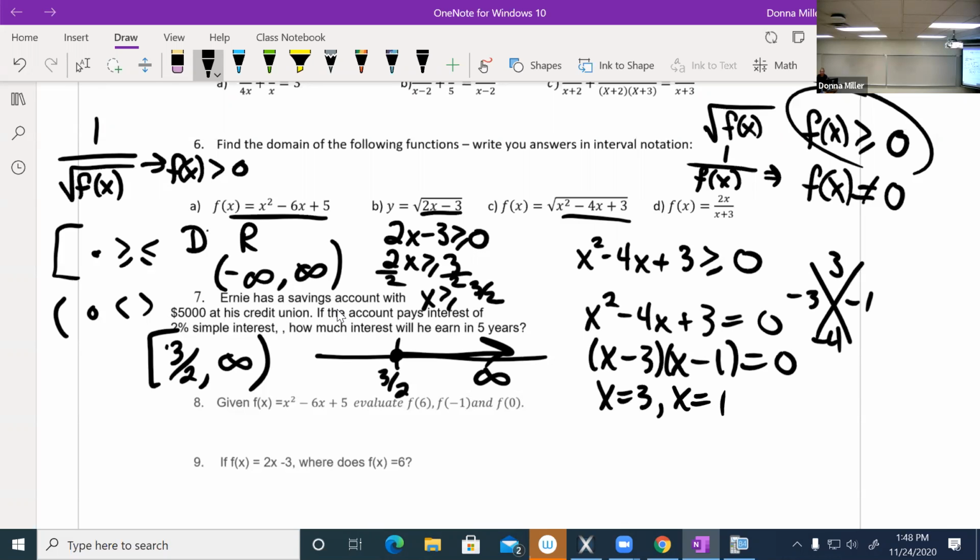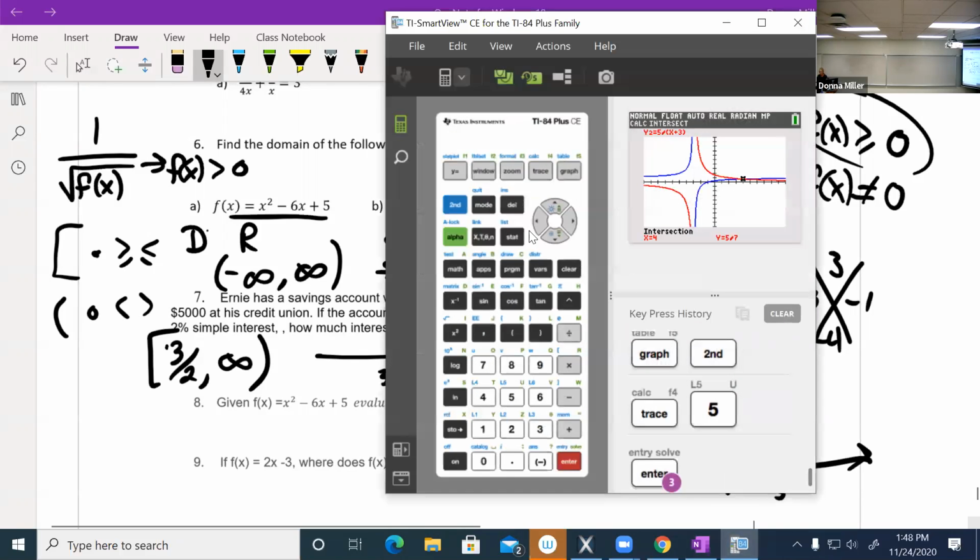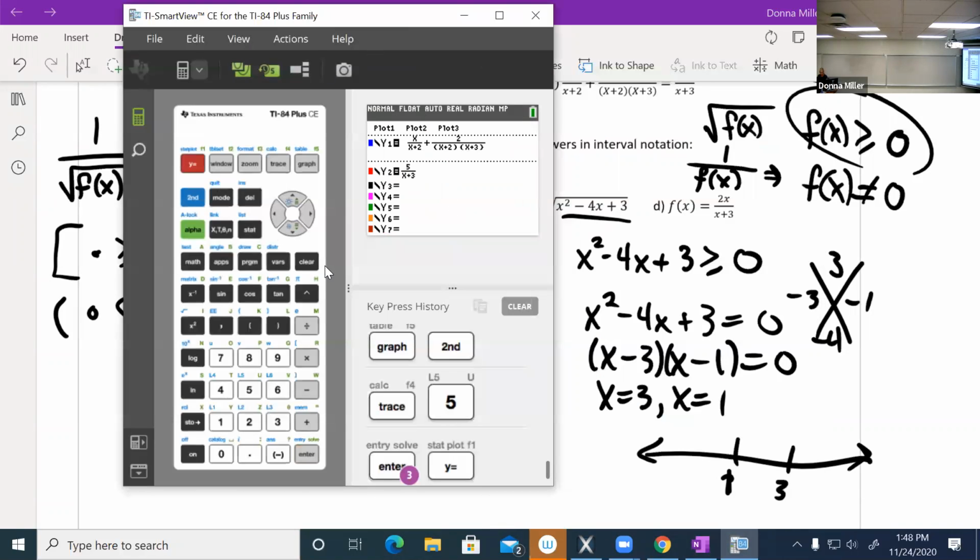Now, at this point, there are a couple of things you can do. I think I'll just graph it. So here's my number line. I know it equals 0 at 1 and 3. And honestly, I could also just graph it to begin with and look at it. Let me get my calculator, and I'm going to go into y equals and graph this thing.